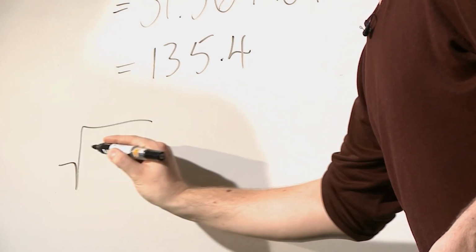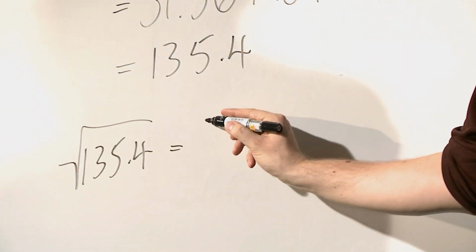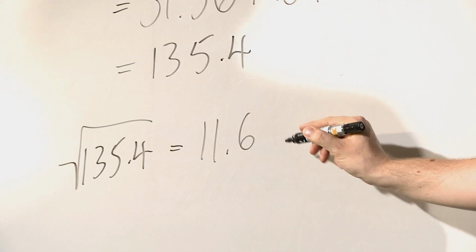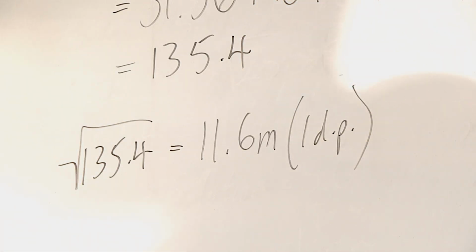So the square root of 135.4 gives us a final answer of 11.6 metres to 1 decimal place.